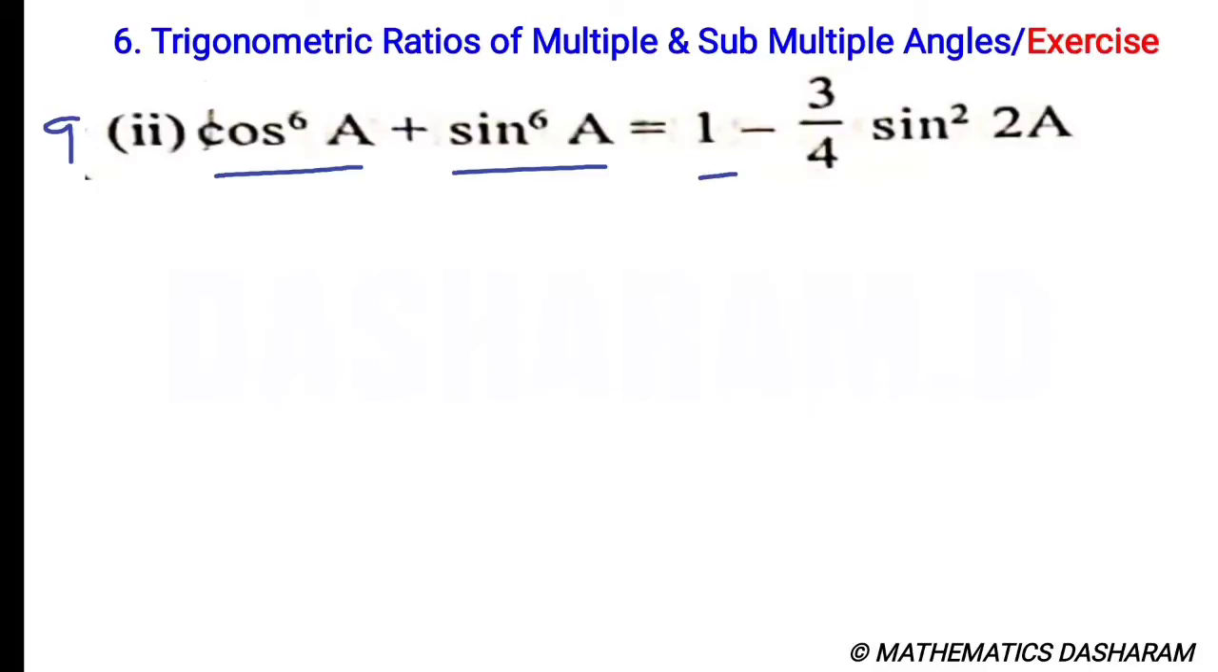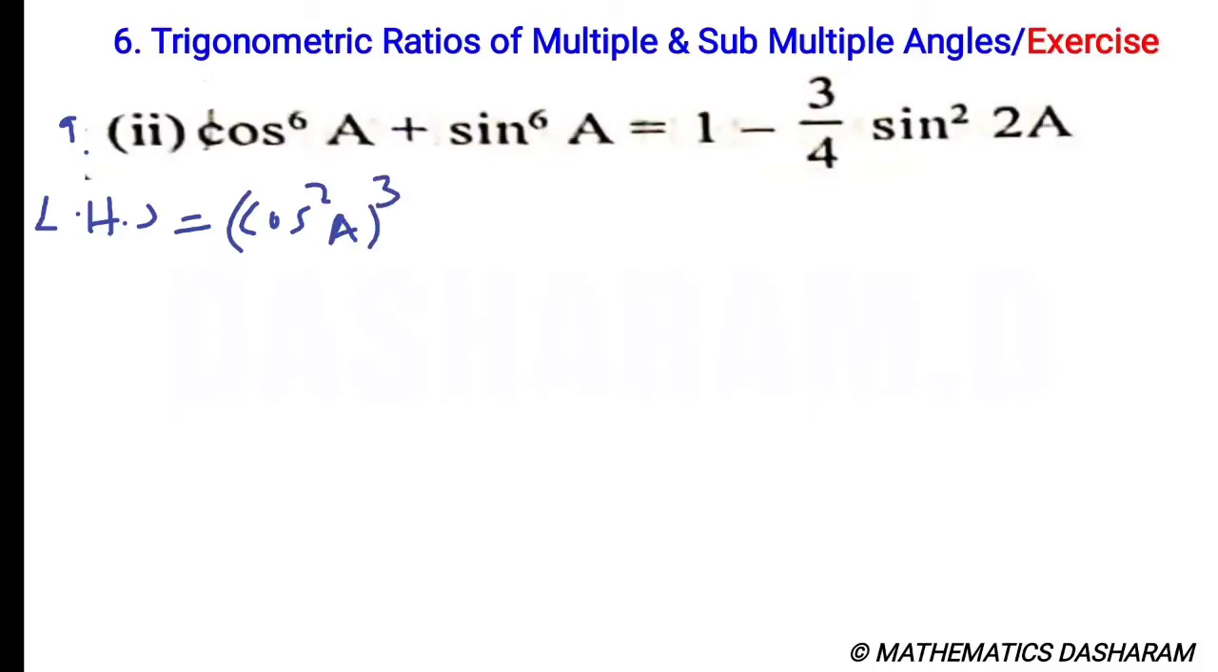9th bit, second problem: (cos a) whole power 6 plus (sin a) whole power 6 equals 1 minus 3 by 4 into sin square 2a. So first of all, in the LHS, small changes: cos a whole power 6 is given, so that value I am writing as (cos square a) whole cube plus (sin square a) whole cube.